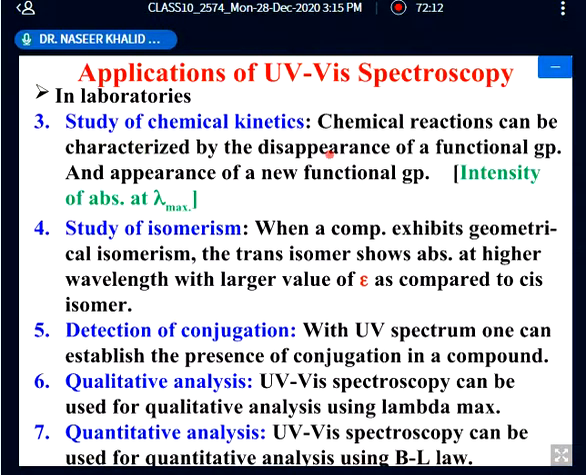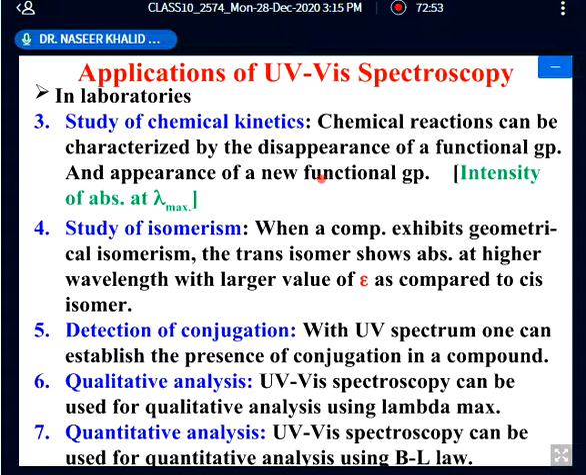We can study the chemical kinetics with the help of this UV visible spectrophotometer. The chemical reaction can be characterized by the disappearance of a functional group. For example, we are going to study the oxidation of an alcohol. The alcohol group has a lambda max, and its intensity decreases with the passage of time as the oxidation of the alcohol takes place, and the oxidized product, the carboxylic acid, is being produced.